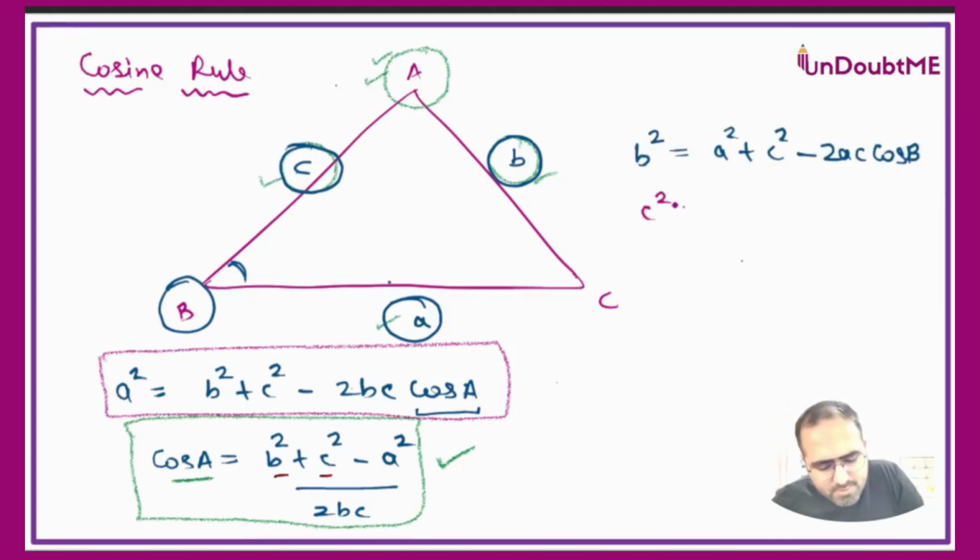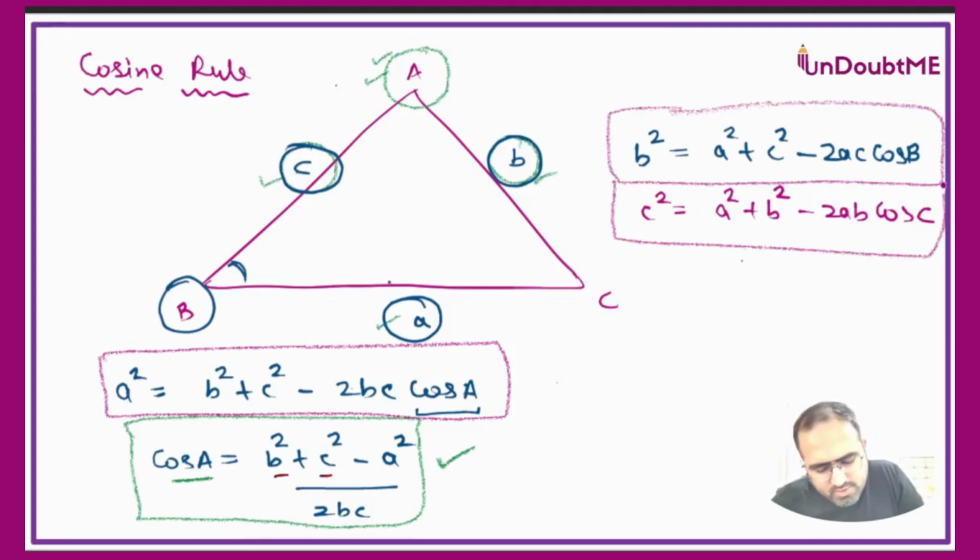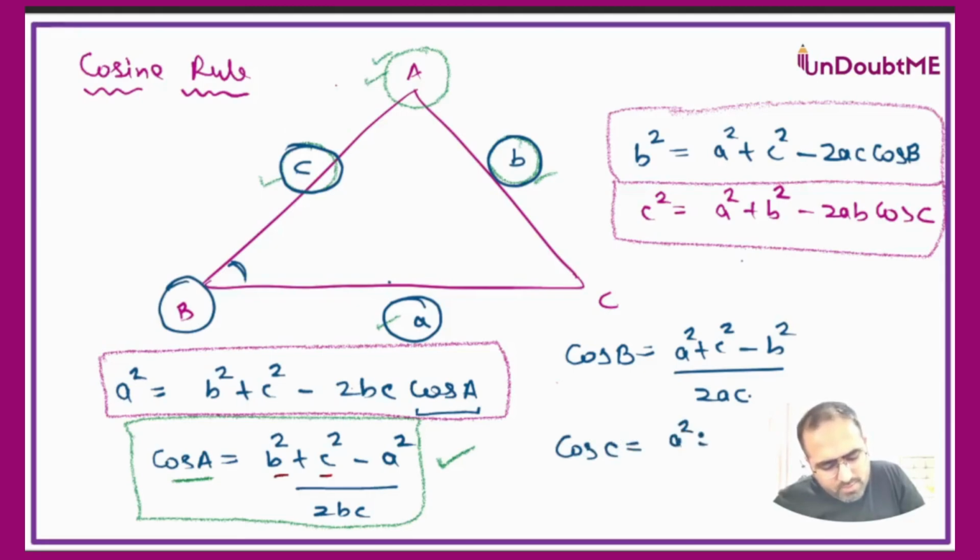In the same way, if I replicate it, then I'll write C square is equal to A square plus B square minus 2AB cos C. Between A and B, we have this C. The formulas I am putting in pink boxes are the ones which will be used to get the unknown side. And if we have to find an unknown angle, then from the second formula, I can get cos B. Cos B will be equal to A square plus C square minus B square over 2AC. And I can also get cos C in the same manner. It will be A square plus B square minus C square over 2AB.